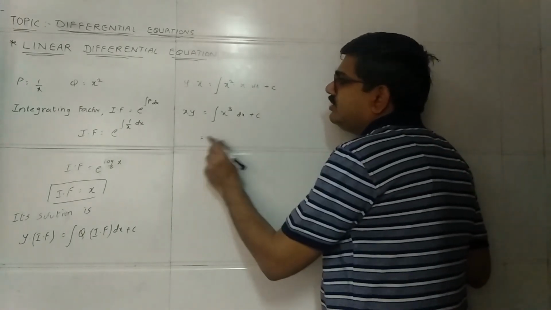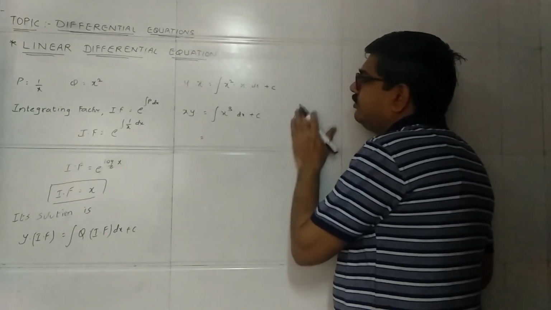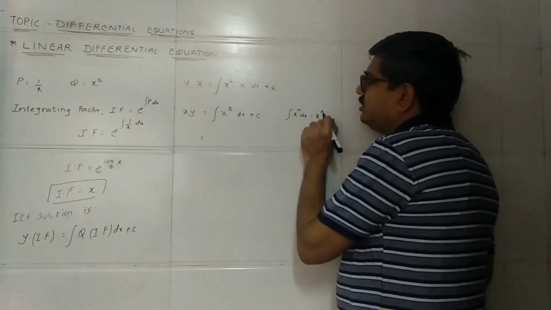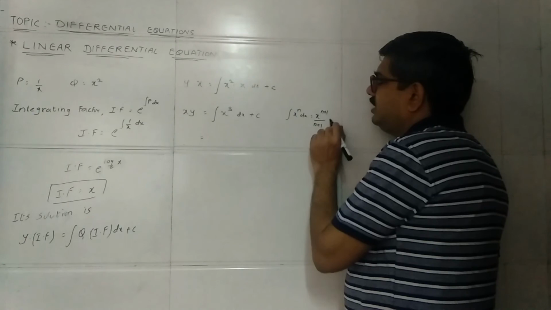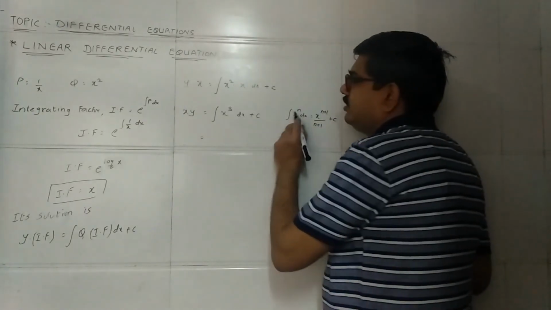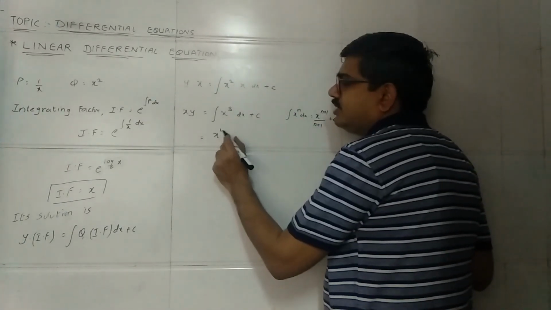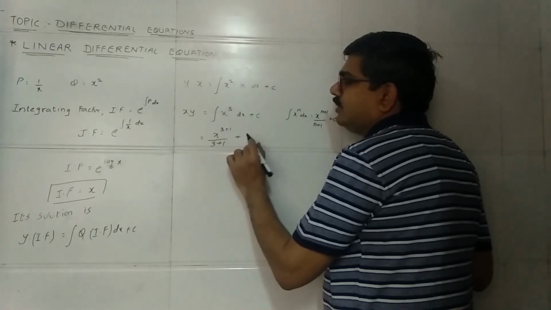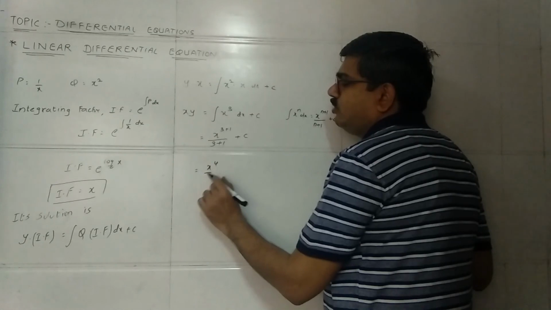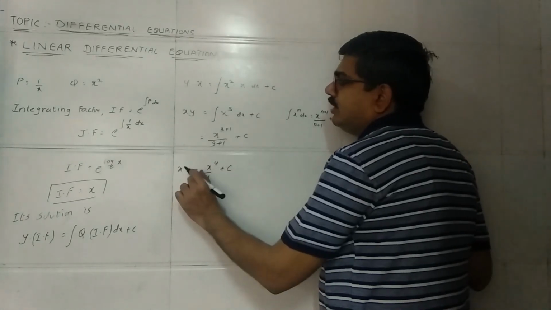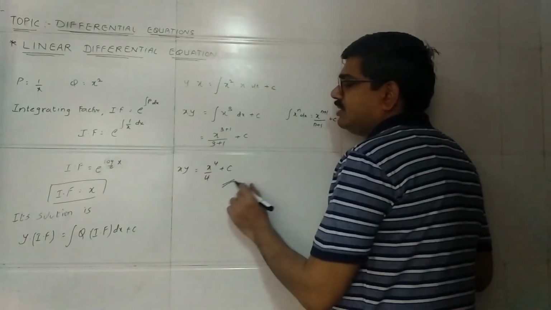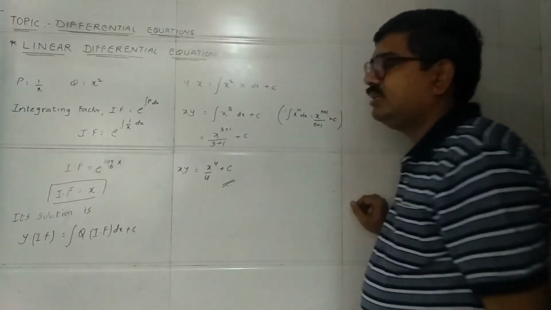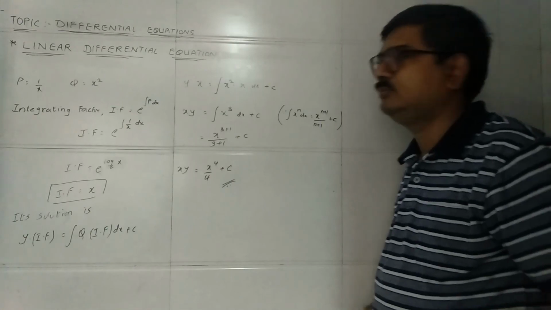Now integrating this, which formula do we have to apply? The integral of x raised to n dx is x raised to n plus 1 upon n plus 1 plus c. So here the value of n is 3. So x raised to 3 plus 1 upon 3 plus 1 plus c. That is equal to x raised to 4 upon 4 plus c. And the left side is xy. So this is the final solution of the given linear differential equation. I hope you understood.